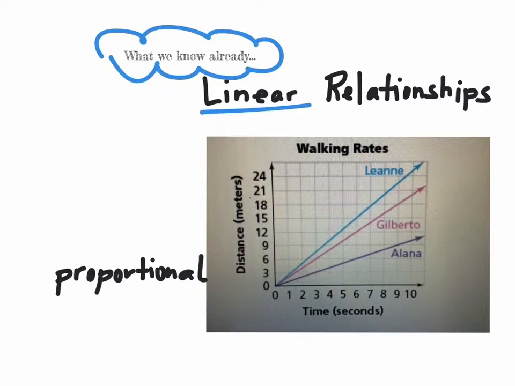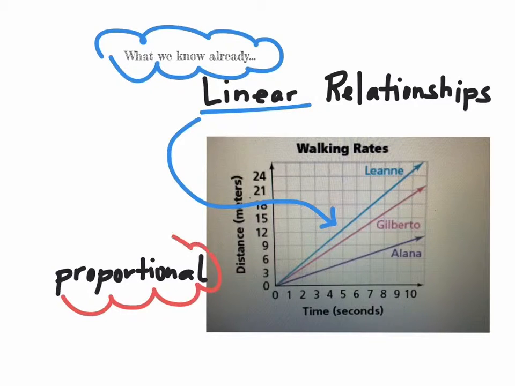We know that a linear relationship is a relationship that has a constant rate of change, creating lines such as the line for Leanne, Gilberto, and Alana. All 3 of these are linear relationships. All 3 of these are also proportional relationships, meaning that all 3 lines start at the origin, 0, 0.